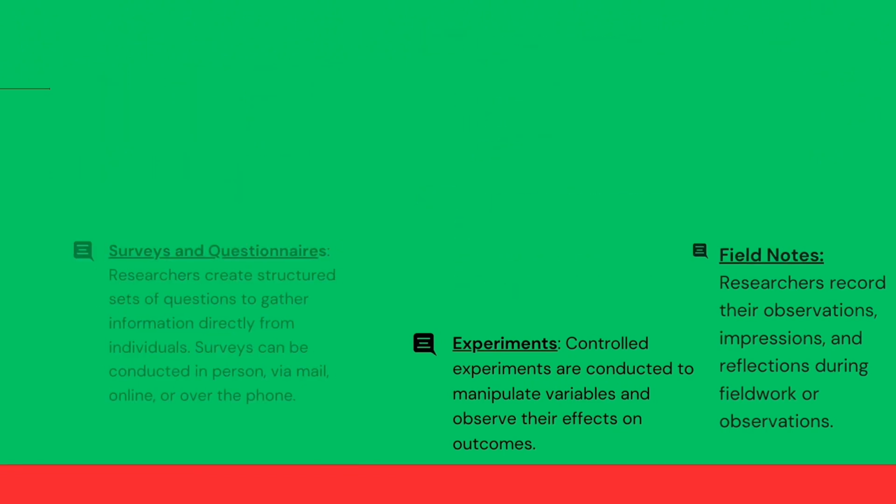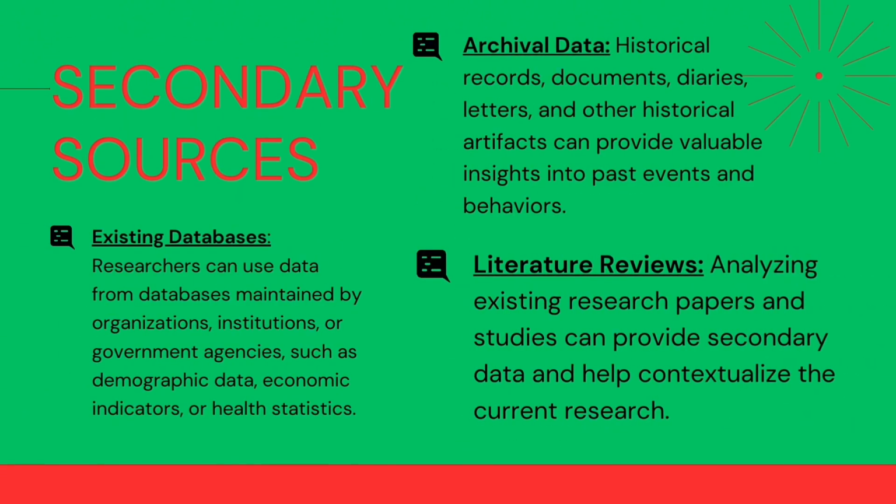Next, we move to secondary sources. Existing databases. Researchers can use data from databases maintained by organizations, institutions, or government agencies, such as demographic data, economic indicators, or health statistics. Archival data, historical records, documents, diaries, letters, and other historical artifacts can provide valuable insights into past events and behaviors. Literature reviews, analyzing existing research papers and studies can provide secondary data and help contextualize the current research.